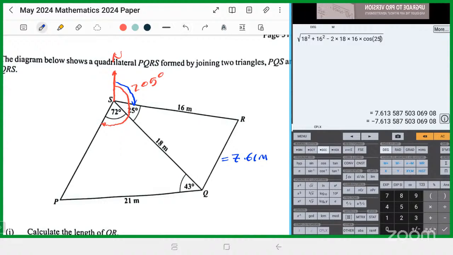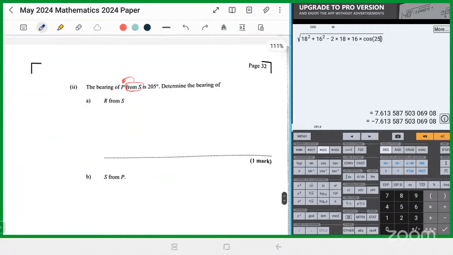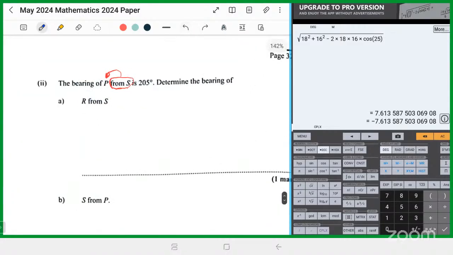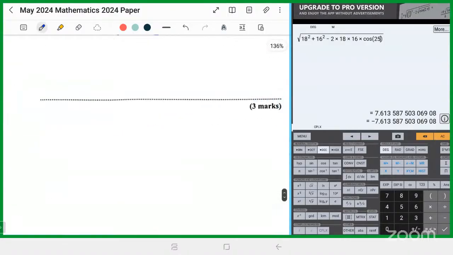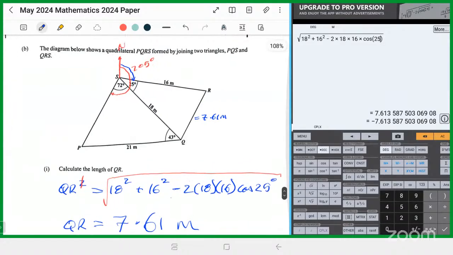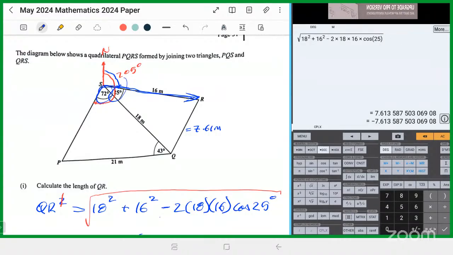But let's see what they want. I guess that is the angle they want in this question. They want the bearing of R from S, so from S down to R. That bearing must be measured at S. On the diagram, that's what they actually want, this blue angle. So it's going to be 205 minus the 72 and the 25.